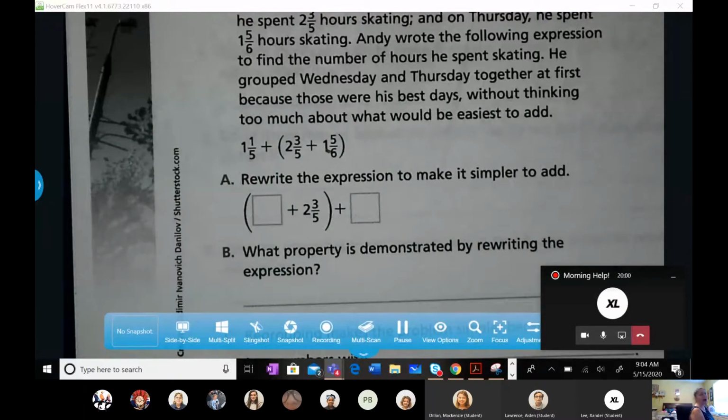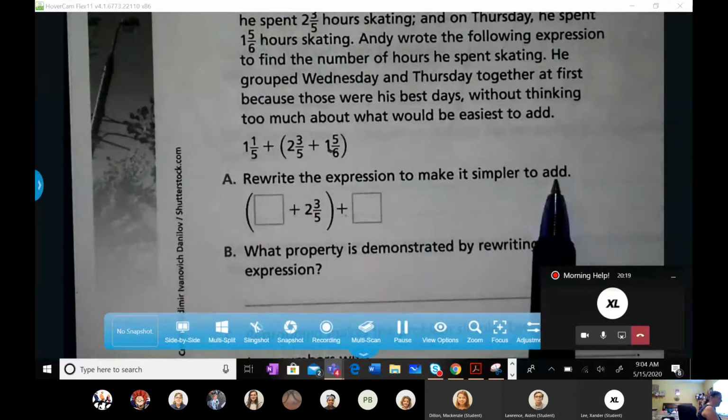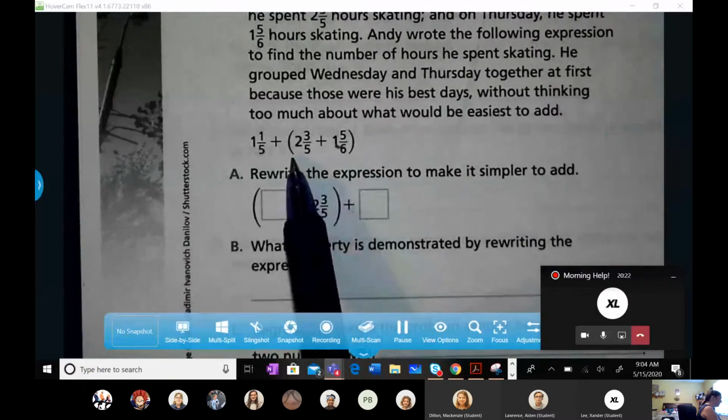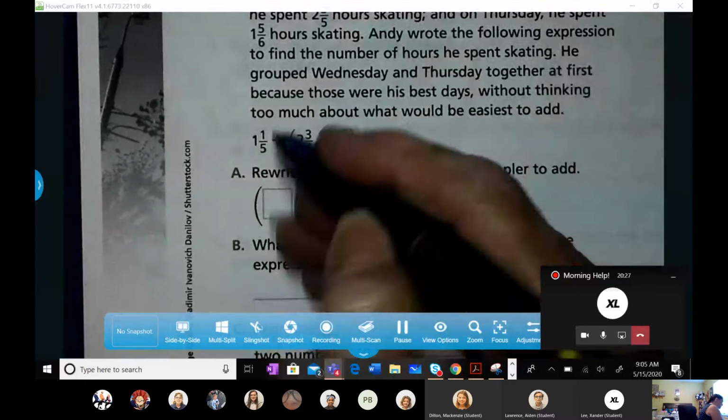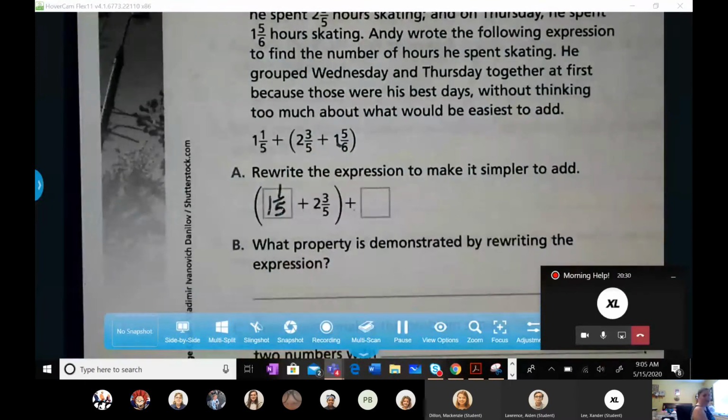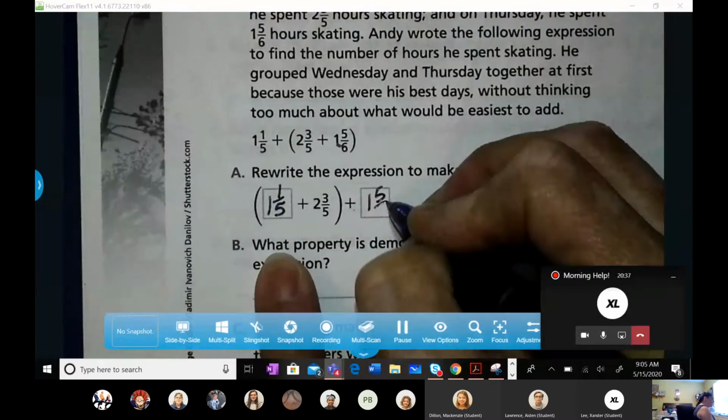So I think we've talked about our properties, the associative property, the commutative property, the distributive property. And so those are the properties that we are going to use to combine these fractions. All right, so it says rewrite to make the fraction a little bit simpler to add. So if you notice, he put the parentheses here. So what we're going to do is we're going to move those parentheses, right? And then this one's still going to be 1 5/6.